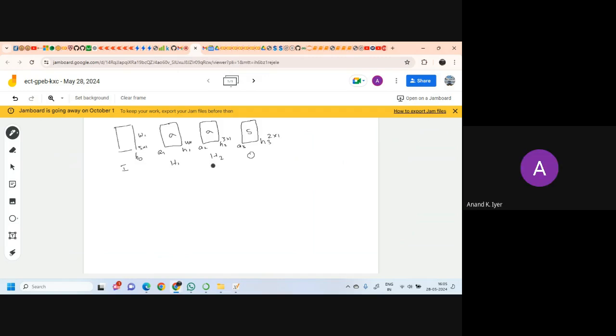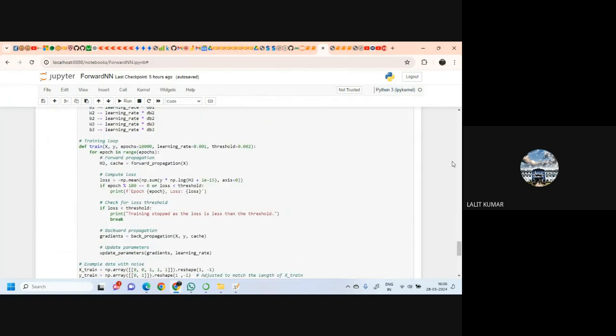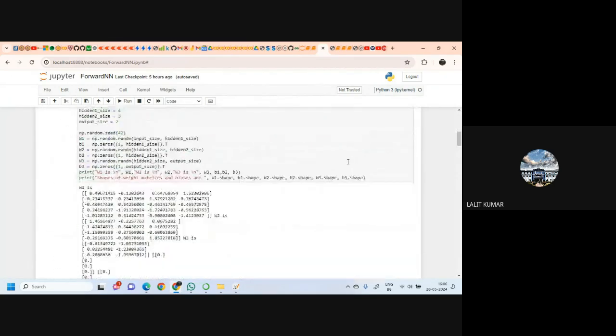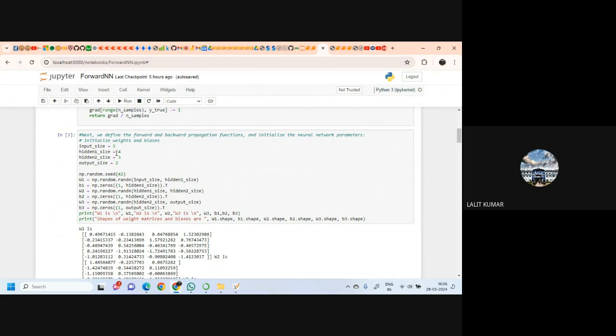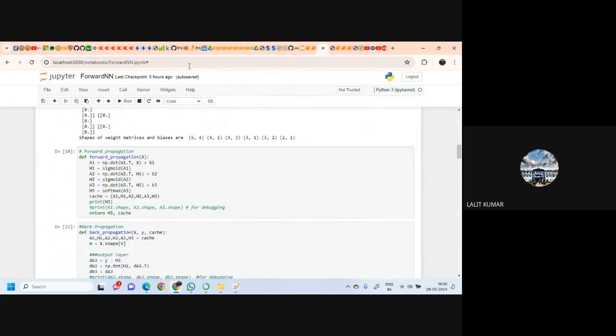Now, that's just a choice you have made, right? Yes, 5 into 1. So just for the explanation part, and in fact, I have sent you one NumPy Jupyter notebook also of the same example. I will open that also. So here I have defined the functions. Input size 5, hidden size 4, hidden 2 is 4, output size is 2. So the same example I have taken. And then weight 1, weight 2, weight 3, and biases I have randomly chosen, and then I have taken the shapes also. So these are the shapes again.